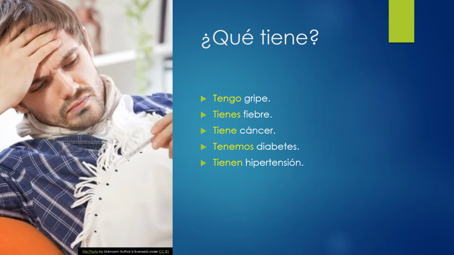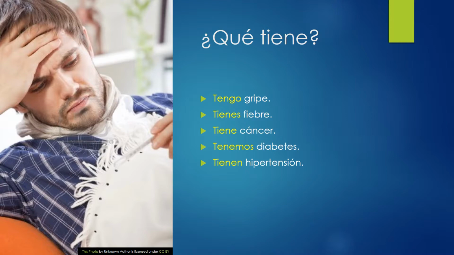All right, something else I wanted to go over. How do you say, how are you feeling or what's wrong with you? In Spanish, a really common phrase that is used is the phrase ¿qué tiene? So ¿qué tiene? literally means what do you have if you're talking in the usted form, or what does he, she, or it have? So if someone says to you, ¿qué tiene? They're literally saying what's wrong with you.